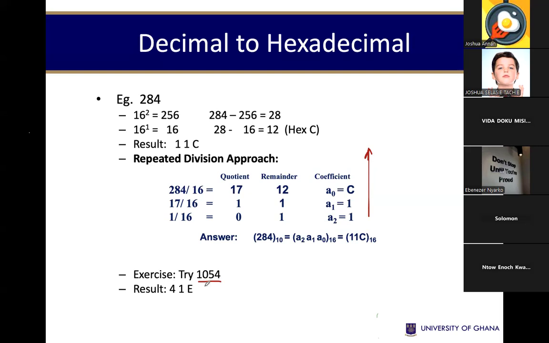So when you move to your various homes, give it a try. You're going to look at the highest power of 16 that will go into 1054. Or we're going to do it by repeated division by 16, right? And then you're going to go by it in this way. But don't forget that when you are done, you write from the down to the top, okay?